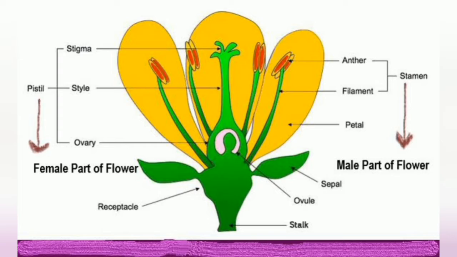Sepal. At the bottom of the flower, you see tiny green leaves. They are called sepals. They protect the flower when it is a bud. As the bud opens, the sepals curl back and form a cup. The whole flower is attached to the stem by a stalk.